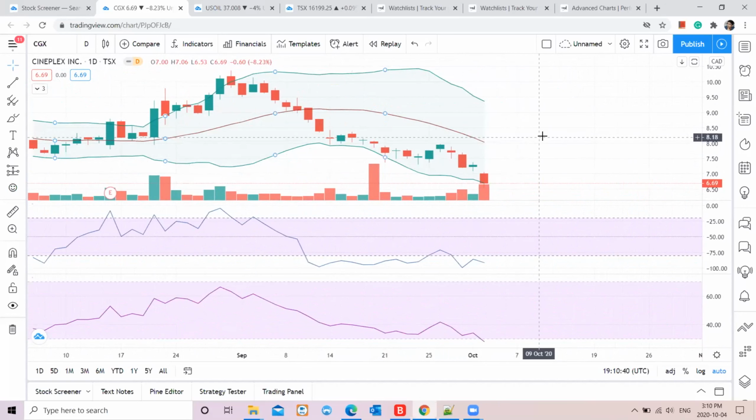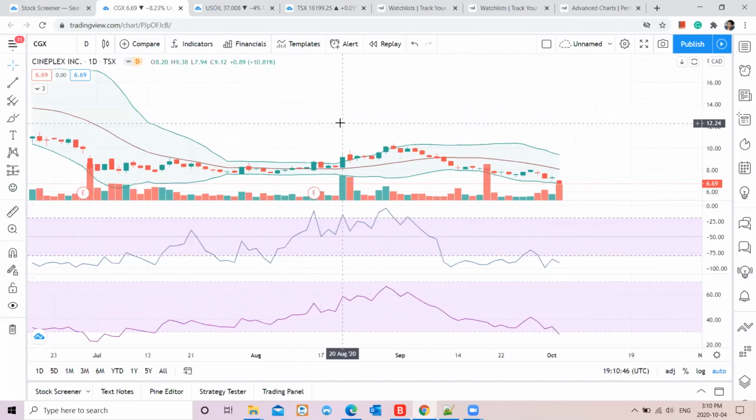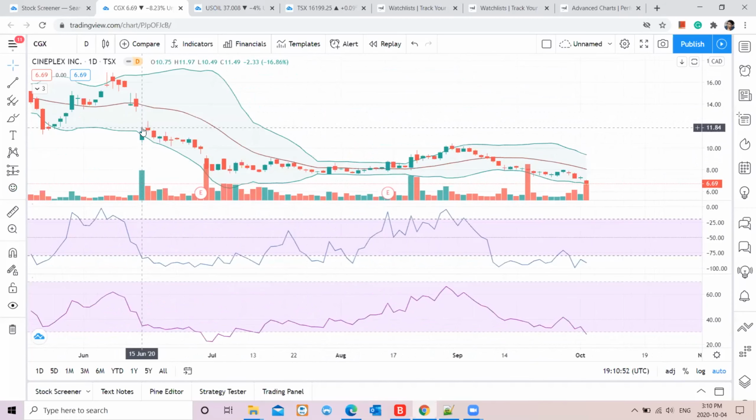Yes, because there is a big gap in the month of June which requires to be filled in. You see this gap between 16 and 10 or 16 and 11. That is the gap that has to be filled in. Right. Shall we go to the next talk?